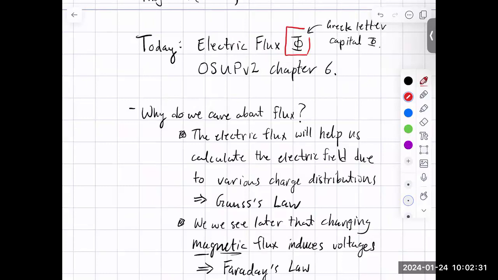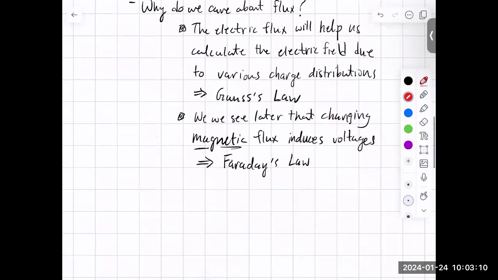The other reason we're talking about flux is perhaps even more important. When we get to magnetism near the end of term, we'll talk about magnetic flux, and it's going to be an important part of Faraday's law. Faraday's law is going to tell us that if we have a situation in which the magnetic flux is changing, that can be used to induce voltages. So we can power circuits and devices using a changing magnetic flux. So there are really two important reasons why we're going to discuss this topic.